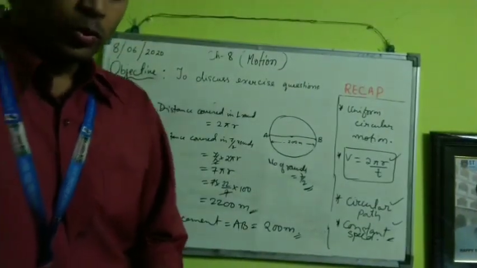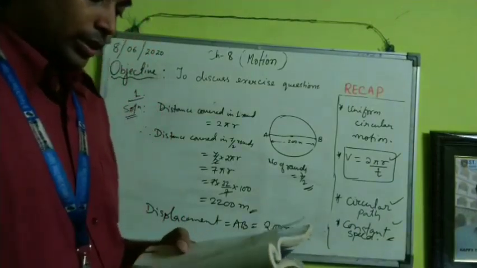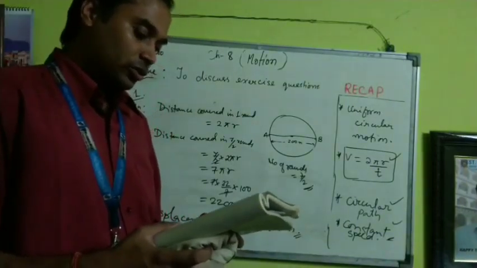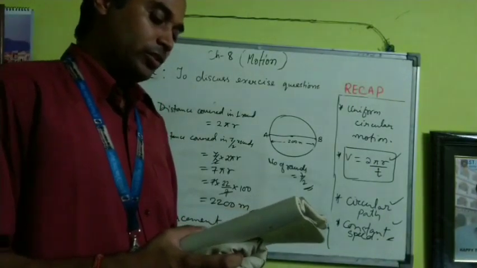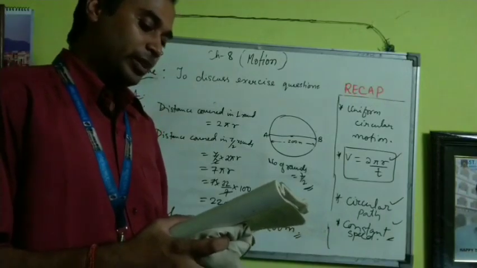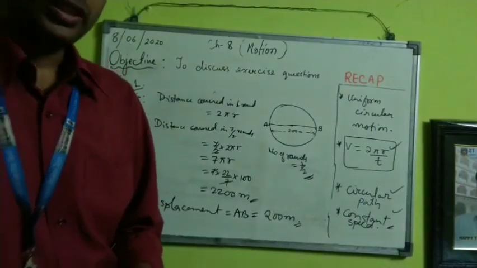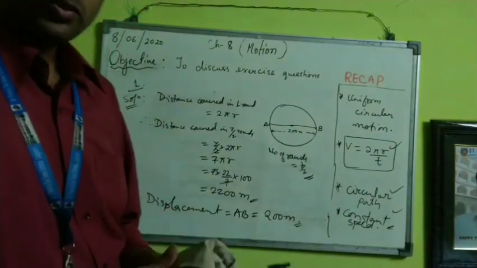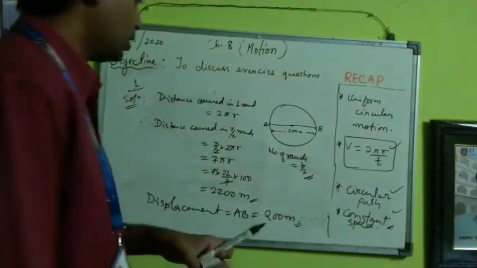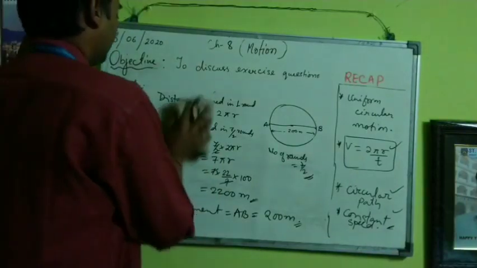In question number 2, it is written, Joseph jogs from one end A to the other end B of a straight 300 meter road in 2 minutes 30 seconds. So once again let us represent this question in the form of a diagram.